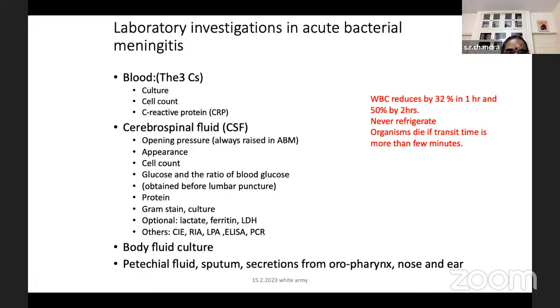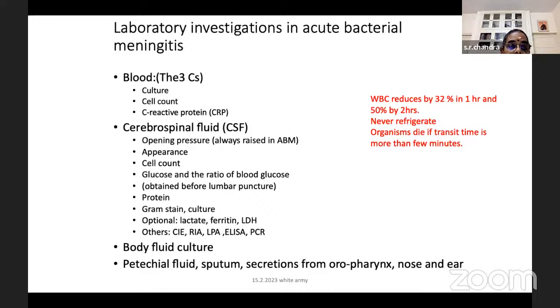So in the blood, the 3 C's test is done. One is culture, second is cell count, third is CRP. That is 3 C's. Then you do the CSF. If all this is done, the queries will be answered. So look at the opening pressure. The opening pressure is always raised in bacterial meningitis. So that's the first clue.